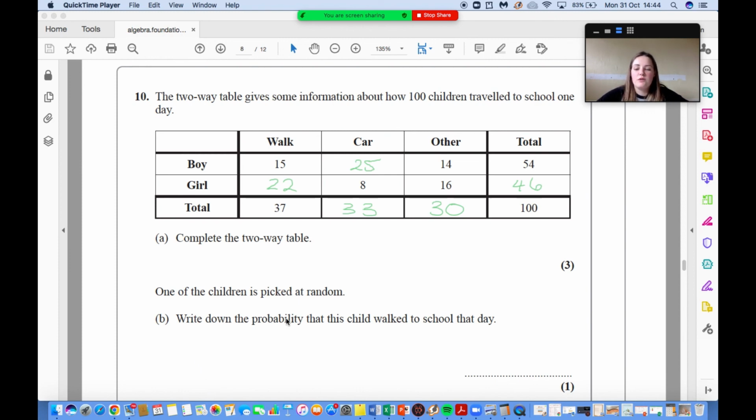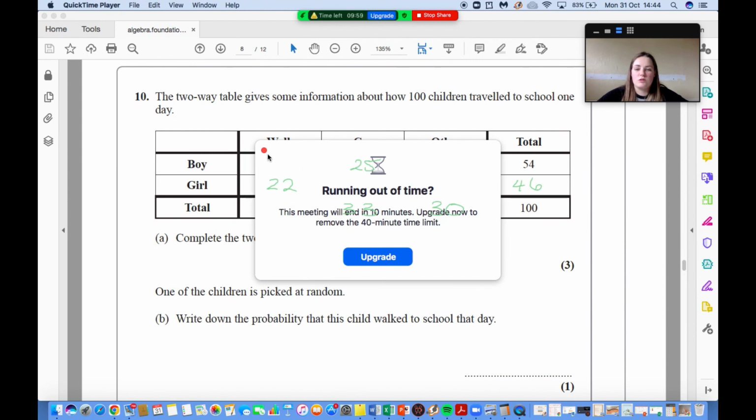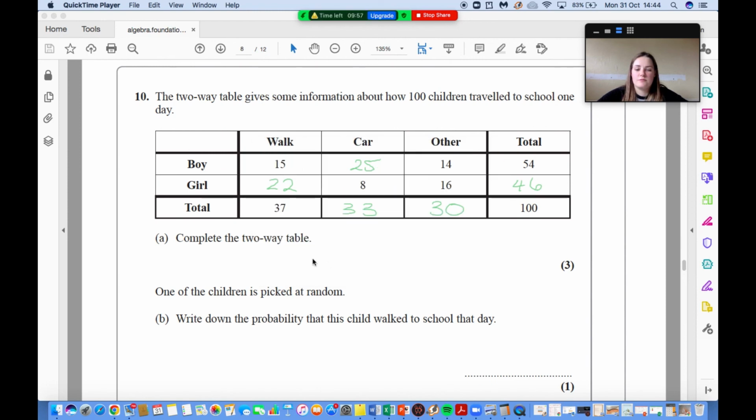It says, one of the children is picked at random. Write down the probability that this child walked to school that day. So, walk to school. Here's walk. So, 37 children walked to school. It doesn't say boy or girl. It just wants to know how many walked. So, 37 walked out of 100. So, that's the probability.